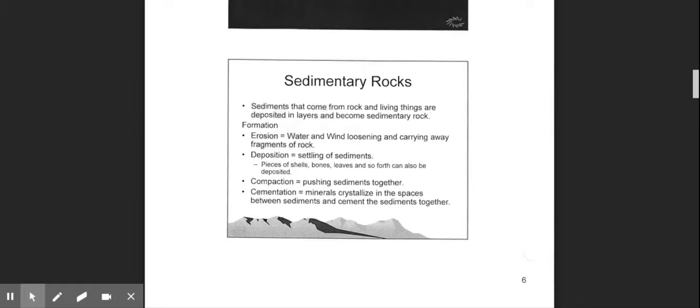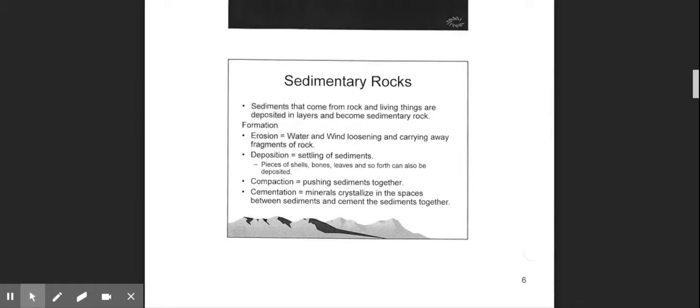They get broken down, they get deposited. We'll get into deposition in a little bit. And then they get compacted, squeezed, and glued together, cemented together. So erosion, water, wind carry stuff away. Deposition is where it lands, where it sits.